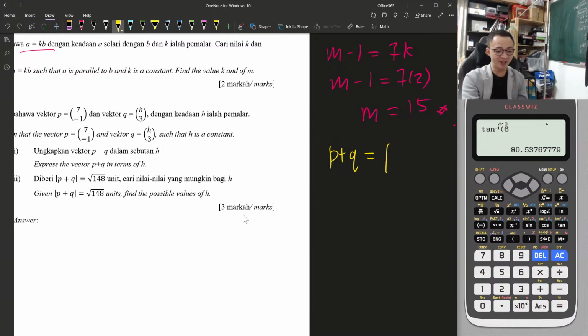What's my p? My p is 7 and -1. My q is h and 3. So I join them together, it is 7 plus h over 2. This is my p plus q. It's quite straightforward. Then we are done with the first part.